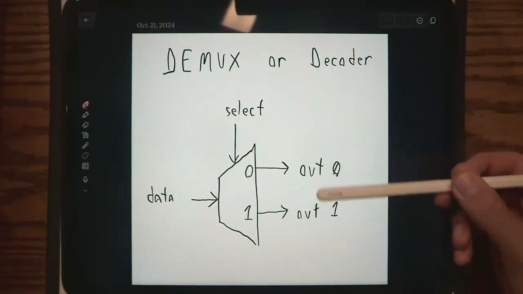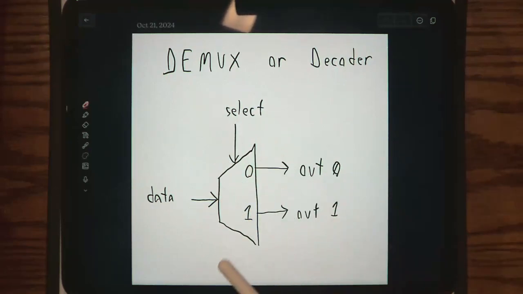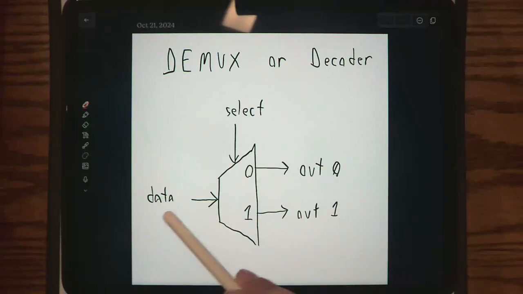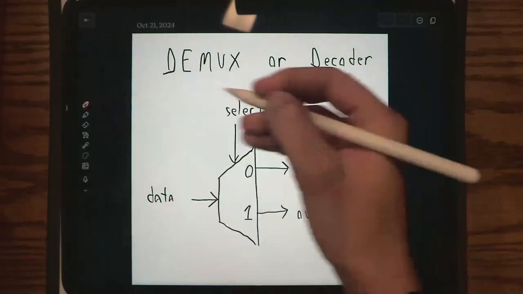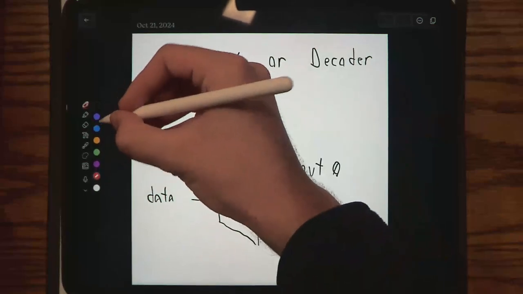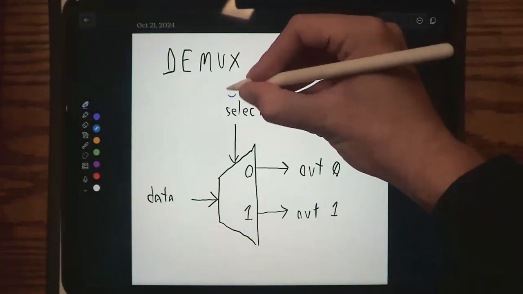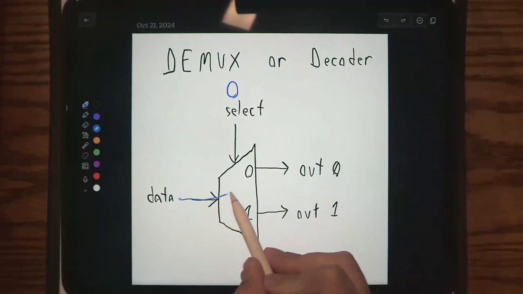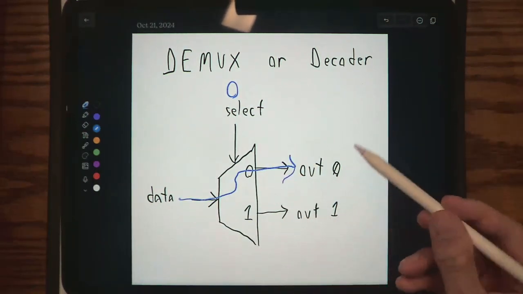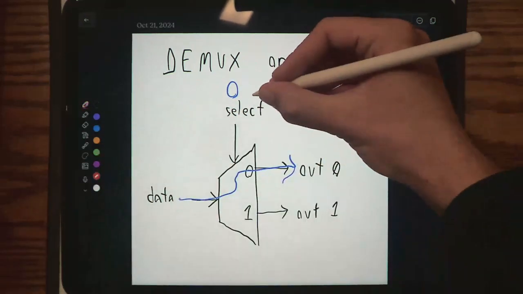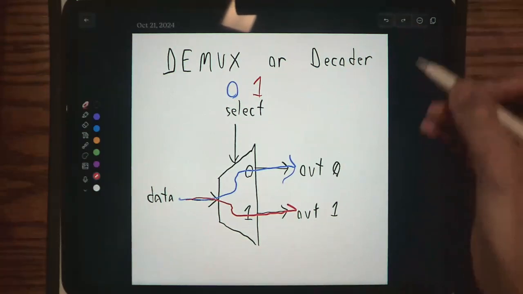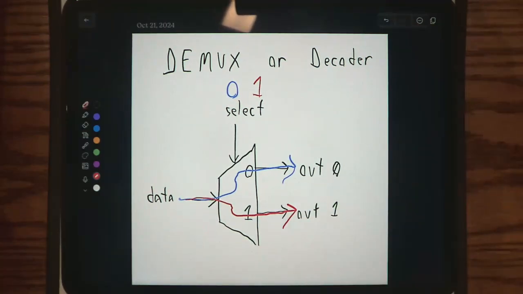You will kind of route. You can think of this as like a router. You can route this data to whichever output you'd like. So if select was 0 volts, then data will be sent through to this side, versus if select was 1, then data will be sent through to this side. Not as common of a circuit element as a multiplexer, but still good to know.